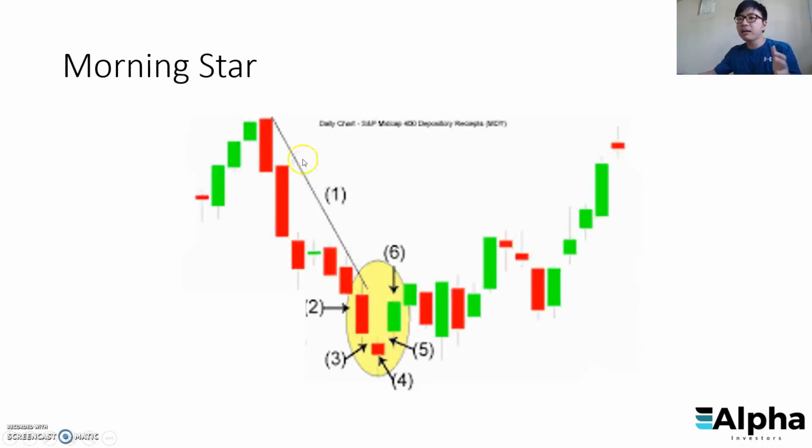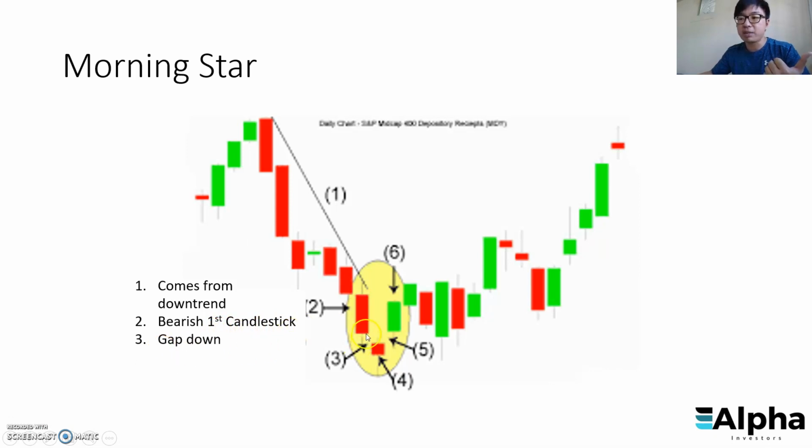Alright? Now next we have a morning star. Morning star consists of 6 criteria. First and foremost, same thing, it must come from a downwards trend. Secondly, there must be a first bearish candlestick over here. Next, it must have a gap down. Meaning to say, see this point where it closed here? It gapped down to here. There's like an invisible gap. Next, the second candlestick is actually a small bearish candlestick, smaller compared to the first one. You can see the body is obviously so much smaller than this one.